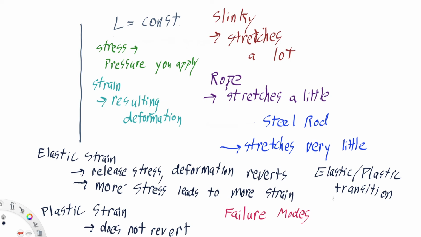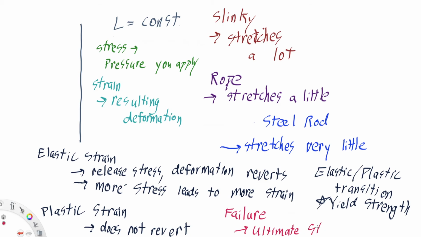Right? This elastic-plastic transition is also called the yield strength of a material, and the transition to failure happens at the ultimate strength. All right. Do we have any comments or questions before we move on to the mathematical description?